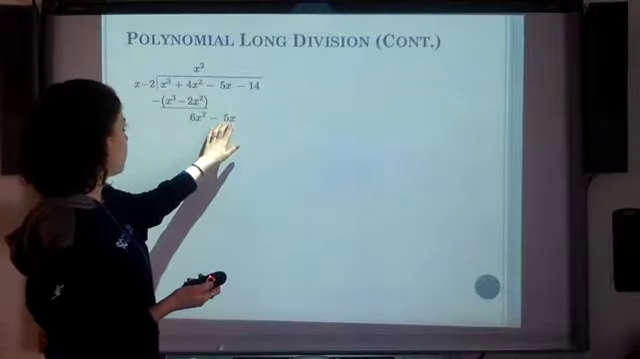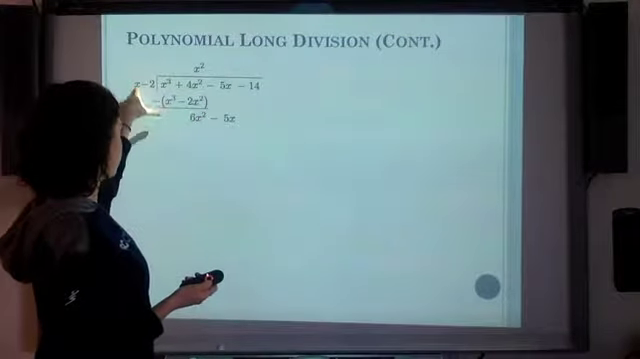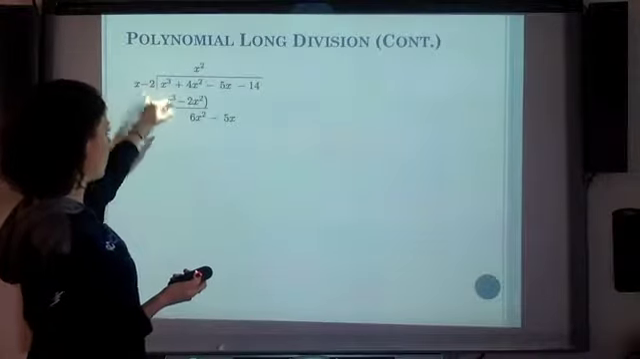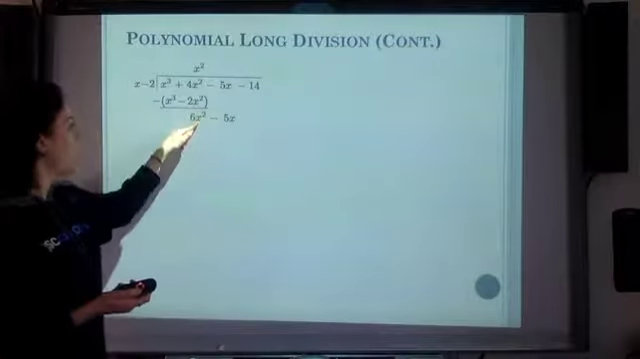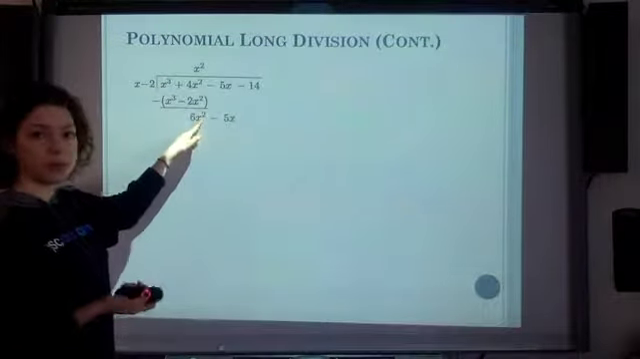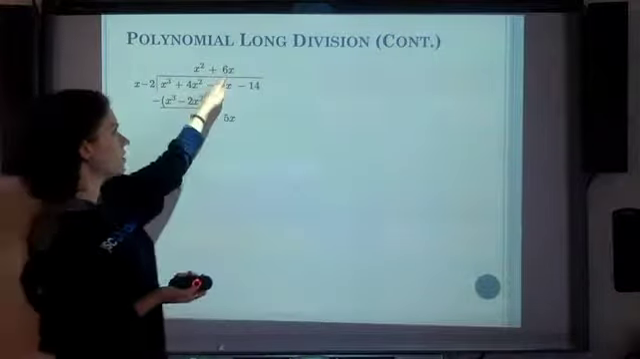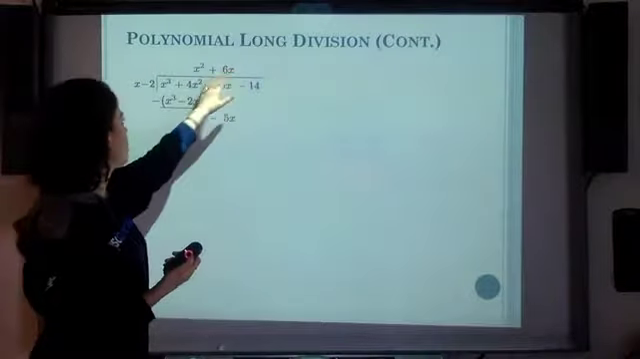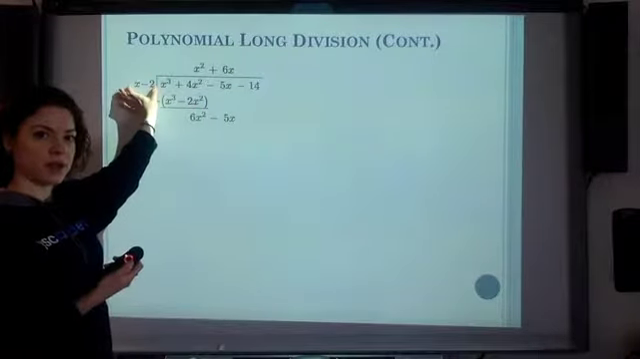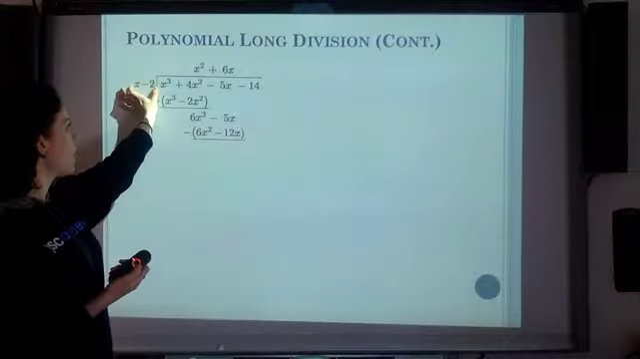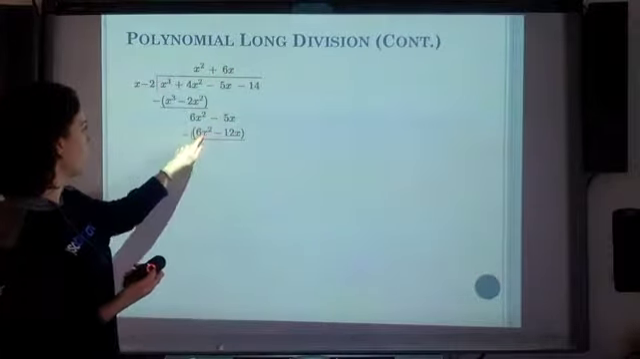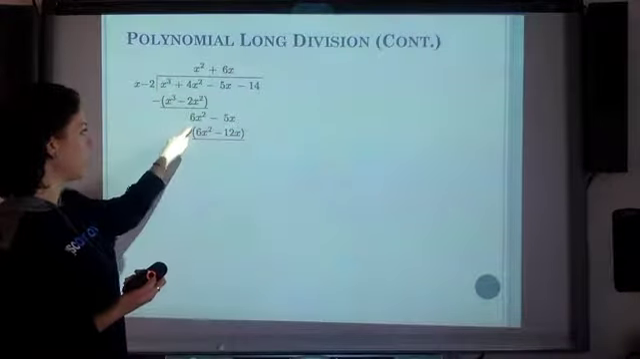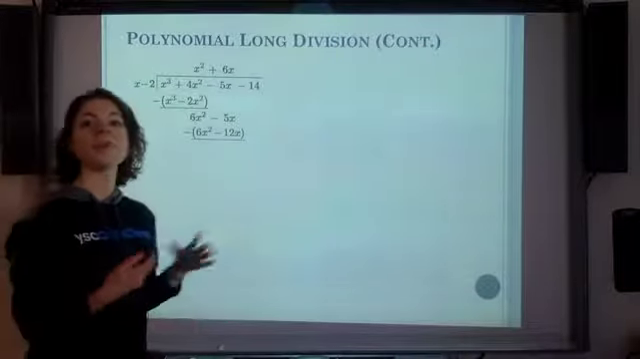So after I brought that down, I repeat this process. Now I compare the first terms in each, and I ask myself, what do I have to multiply x by to get 6x squared? I need to multiply by another x, and I need to multiply by 6. So we're going to write 6x up top, and now I multiply 6x with the whole divisor, x minus 2, and when I do that, I'm going to get 6x squared minus 12x. And now again, write the negative out front, put in your parentheses, now you're ready to subtract.